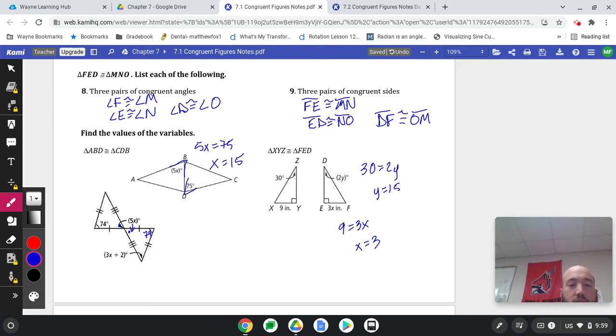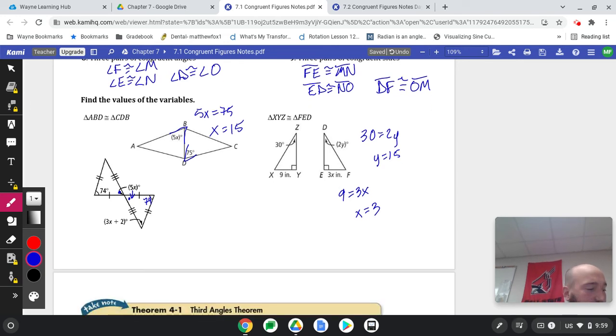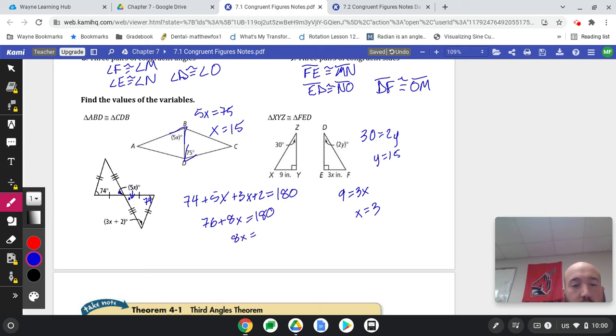Vertical angles are equal. Every triangle in the world, I don't think we've talked about this in this class, but you should know this from the past, the 3 angles add up to 180. So in our case here, we can do 74 plus 5x plus 3x plus 2, and if we add all that up, it will equal 180. Combine your like terms, so 76 plus 8x equals 180. Subtract, 8x will equal 104. Divide by 8, and x will equal 13.